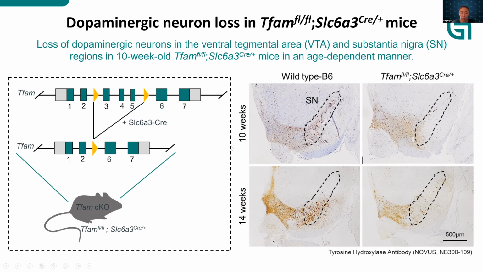We have crossed these two strains together to generate the TFAM homozygous flox allele as well as the DAT-Cre positive animal. Showing you here on the right is proof of principle. As you can tell, between the wild type animal on the left versus the double mutant animal on the right side, there is profound neuronal cell loss in the substantia nigra area in both 10-week-old and 14-week-old animals.